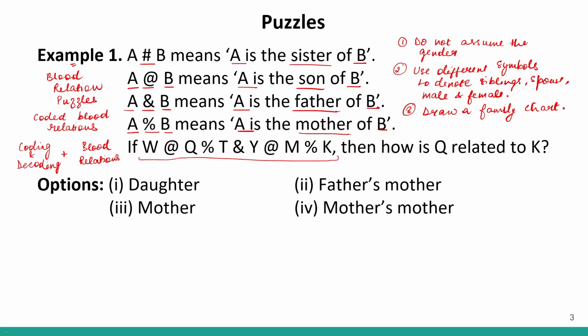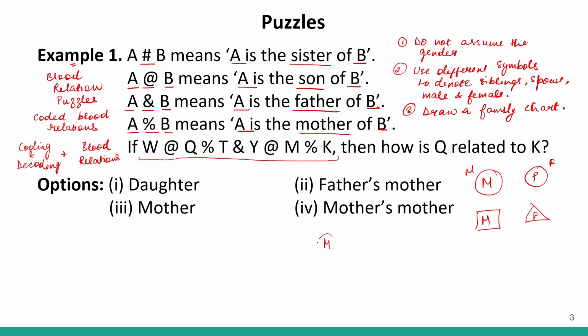Correct? Now, what do you mean by different symbols? Whenever I represent, let's say, M is male and F is female, I write a small m and a small f. Some people use a square for male and a triangle for female. You have to make your own notations also. So either you can use mine or you can make your own notations that you will remember.